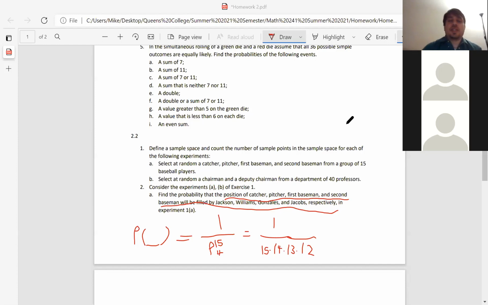Right. So the number of elements in that sample space is the number of ways to fill the positions of catcher, pitcher, first baseman, and second baseman out of the 15 people. That means you have 4 orderings of 15 people. And how many of the 4 permutations in a set with 15 elements are there with that one specific choice? Well, 4 people is 1. So 1 out of that. All right, so that's number 2, 2A.